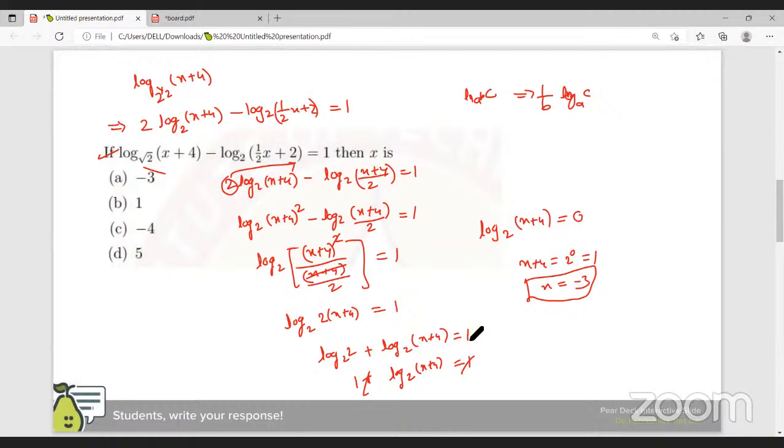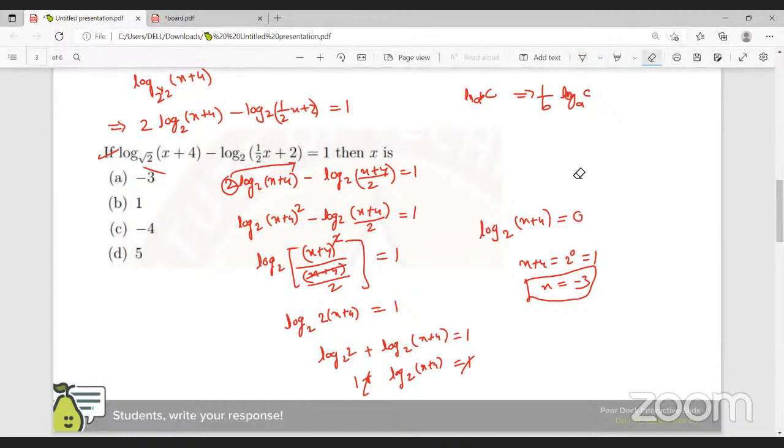No, it will get cancelled now. If you write log of 2 to the base 2, this will get cancelled, which means it will be 0. Sir, we can write log of 2 into (x + 4) to the base 2 equal to 1. From here, we can write 2 to the power 1 equal to 2 into (x + 4). So 2 will get cancelled, and x + 4 equals 1, right? That is also something we can do.